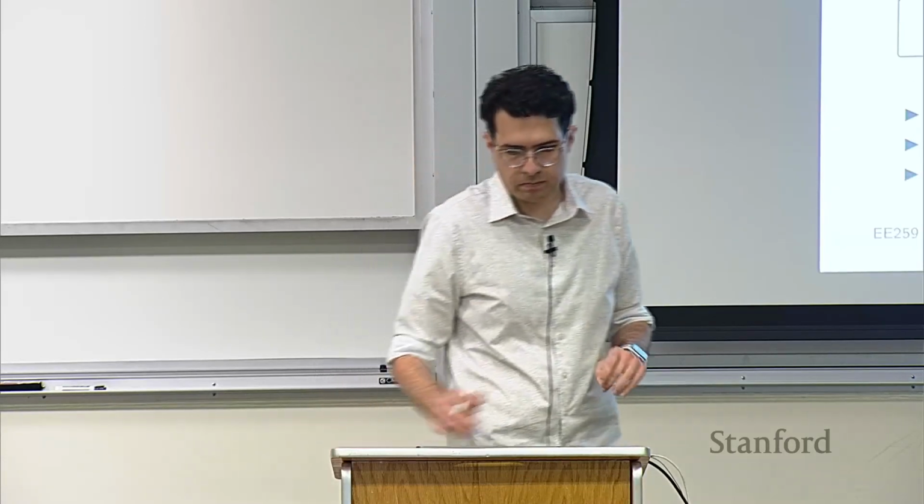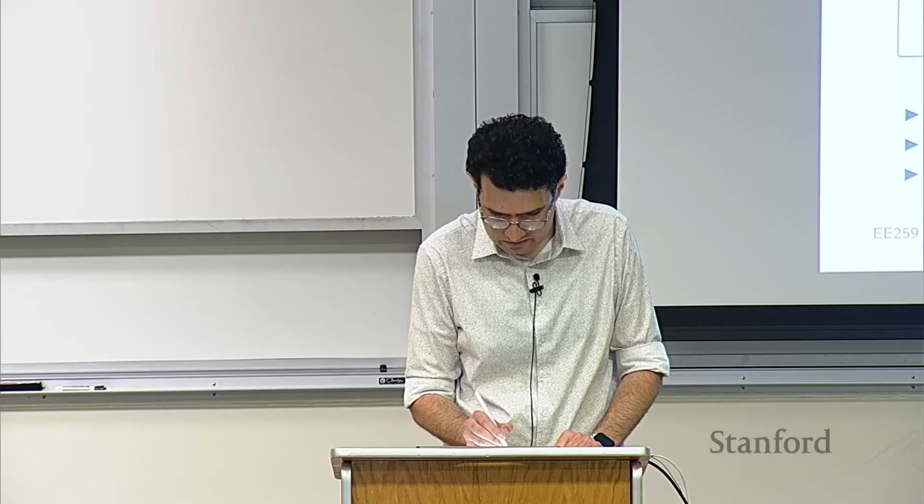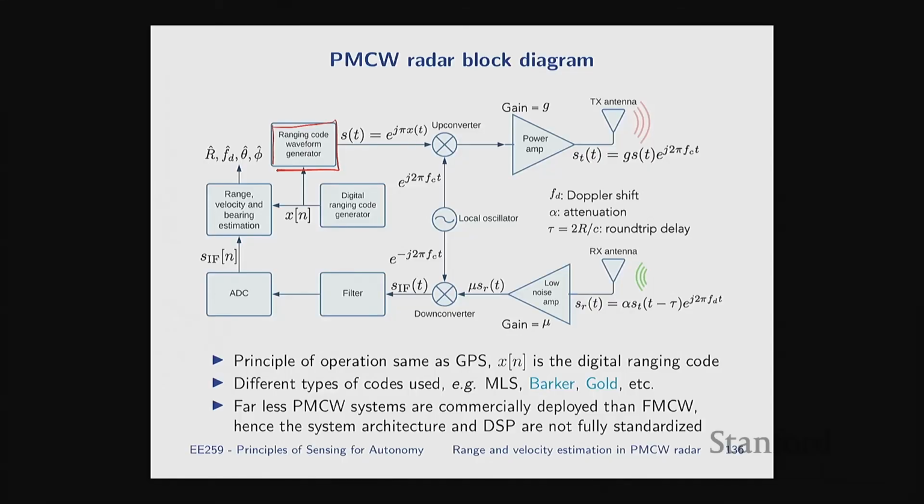Here's a high-level block diagram of a PMCW radar. Remember that the main difference is the waveform, right? These radars send ranging codes as waveforms. It can be a maximum length sequence, or M sequence, exactly like GPS, or other types of codes with good autocorrelation properties. And then you modulate that with some carrier frequency, pass it through an amplifier and transmit that. And then on the receive side, it's the same physics, right? You get an attenuated, delayed, and Doppler shifted version of what you sent.